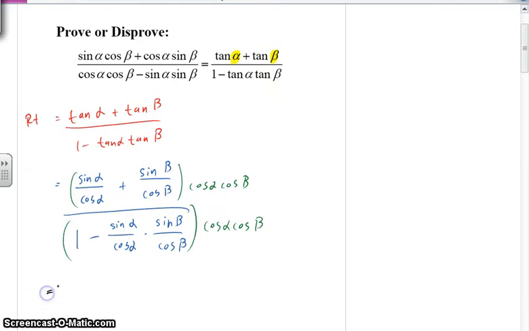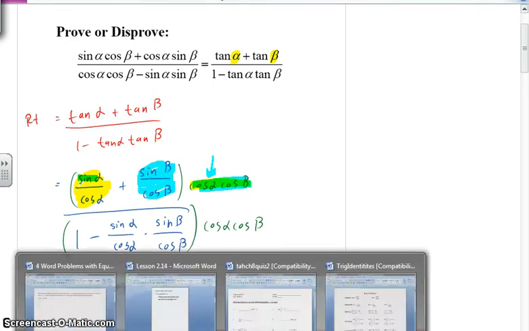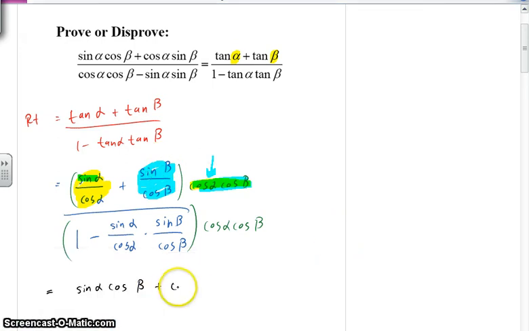All right, so now we just have to be careful. So now we're distributing this into this, okay? I can see that the cosine alphas cancel out, and I'm left with sine alpha, cosine beta. That's the first term. Now when I distribute this into here, I notice that the cosine betas cancel out, and I'm left with cosine alpha, sine beta. That's really good because that's exactly what I want.